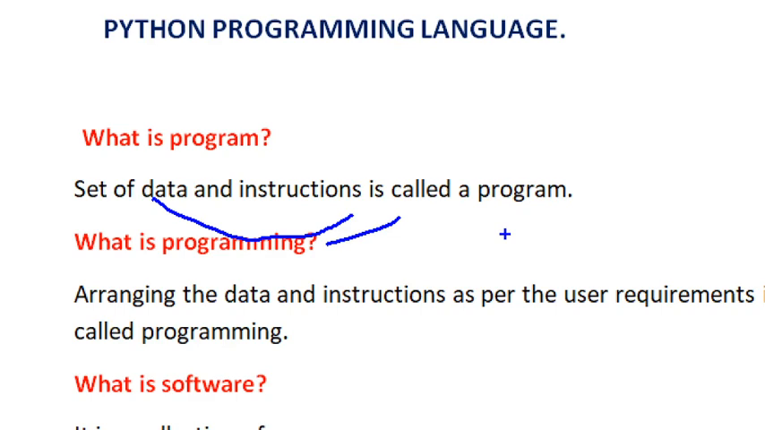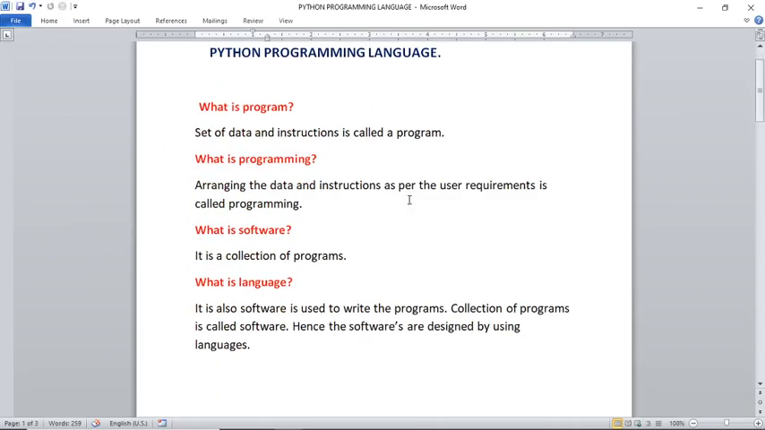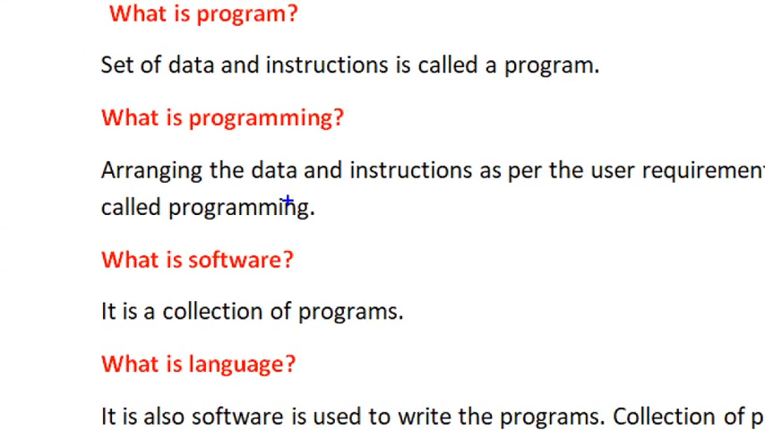A program is a set of data and instructions. Then what is programming? Arranging that same data and instructions as per our requirement. Okay, the next one is what is software? It is a collection of programs. Then what is a program? A program is a set of data and instructions. Software is nothing but a collection of programs.